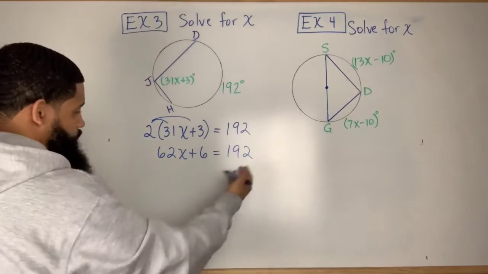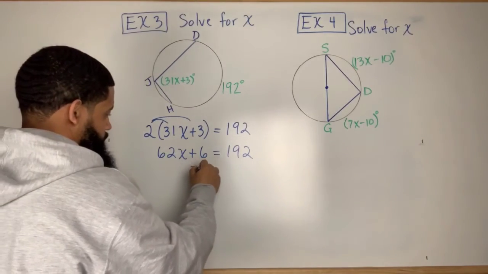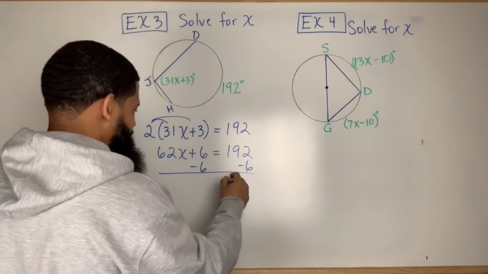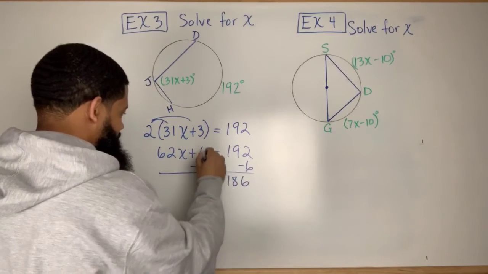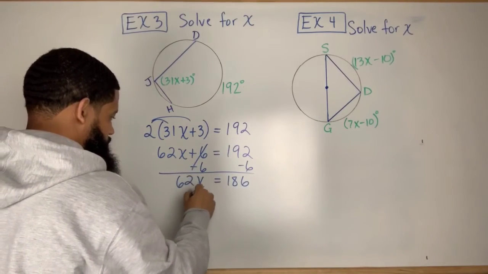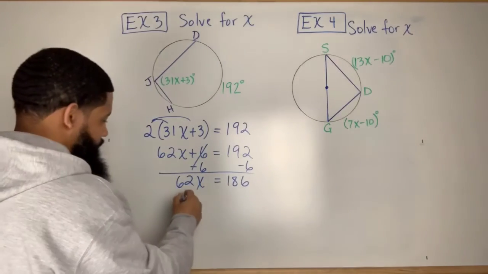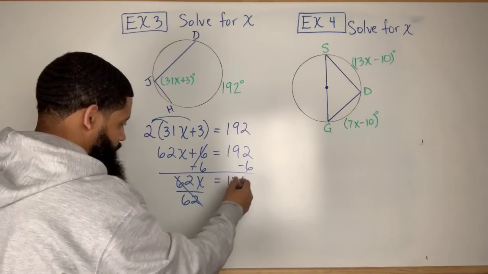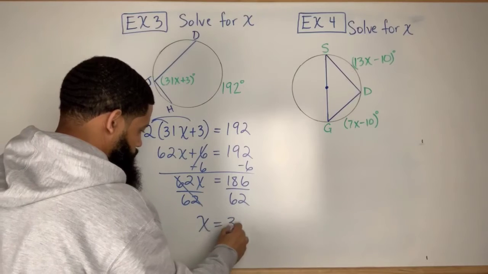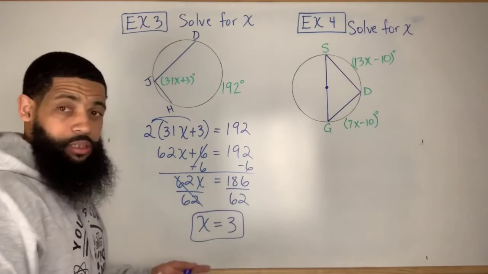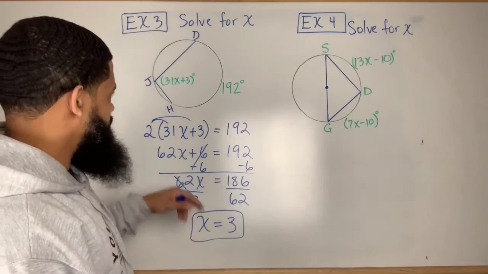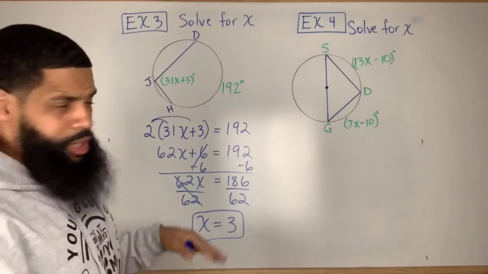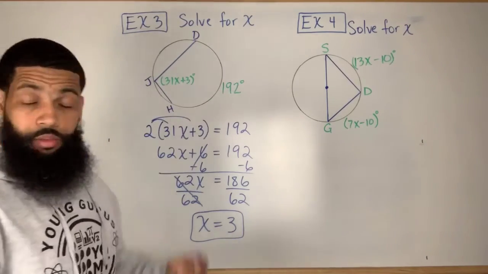And now we just solve. This is just a 2-step equation. So I subtract 6, that's going to give me 186. Those cancel out. We get 62x. All right, 62x equals 186. I divide both sides by 62. And 186 divided by 62, x equals tree. All right, x is going to be 3 in that case. And you can double check. You can substitute 3 for this expression 31x plus 3, and we should get 192.